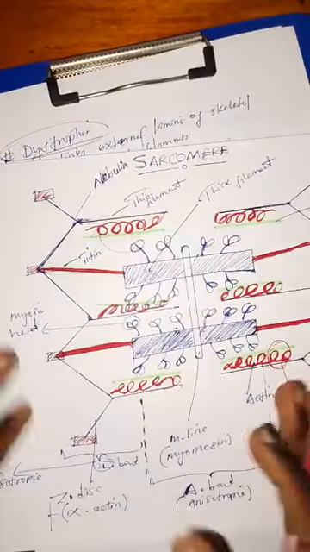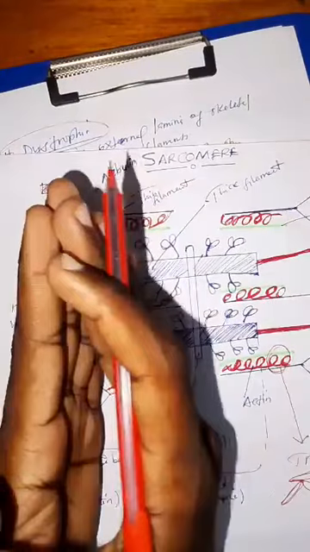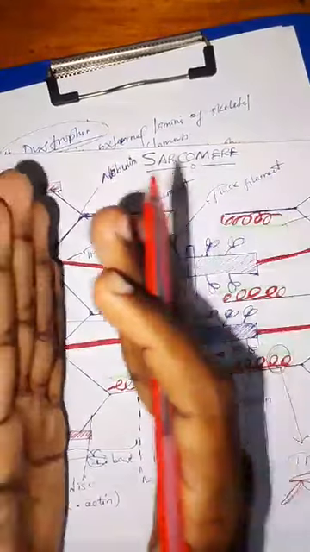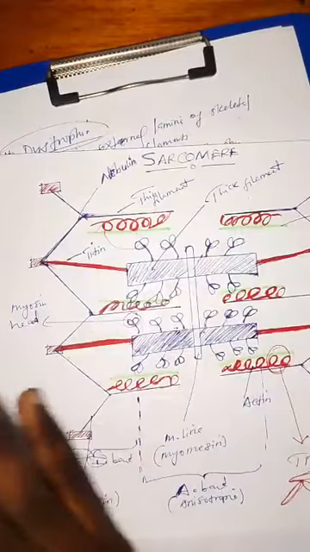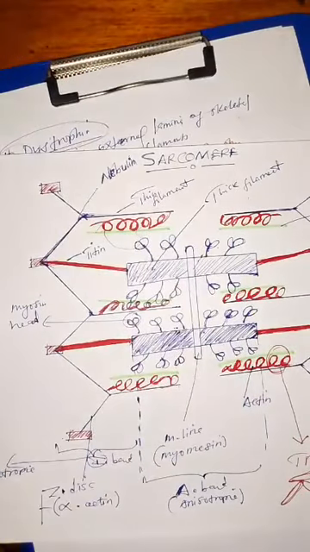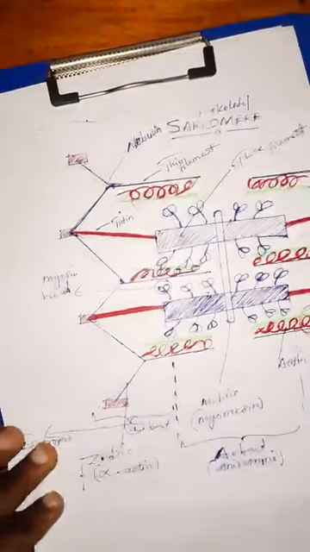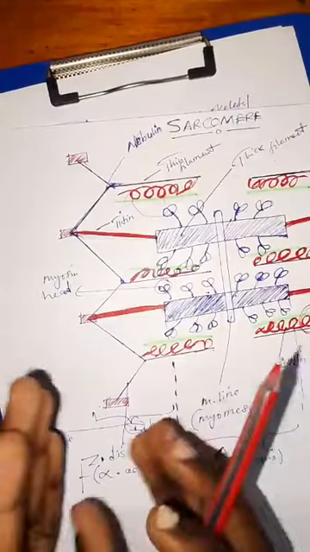When they slide on each other, the length of the sarcomere shortens, like the discs will be coming to the center, to the central M line. Now, what about the length of the I band, the isotropic, the light band? This light band also shortens. This region also gets shortened.